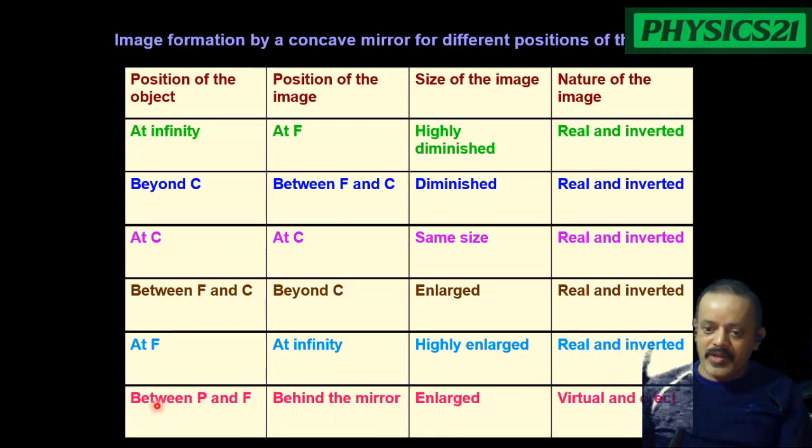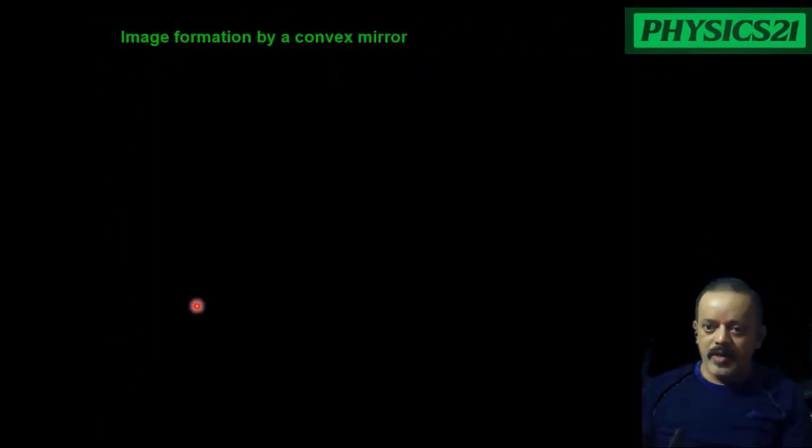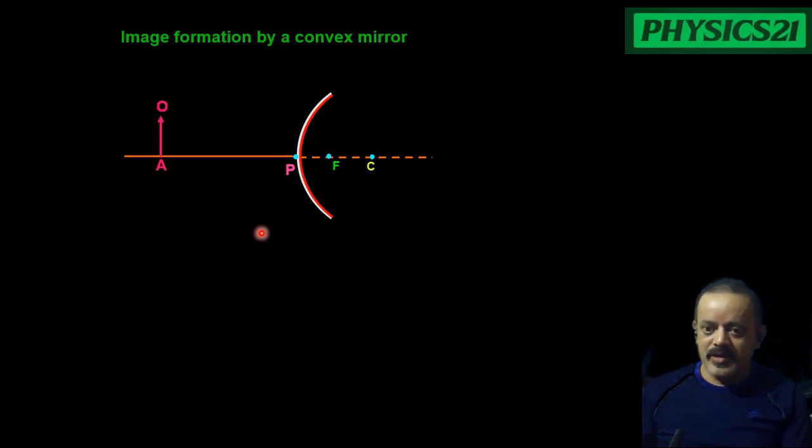Finally, when the object is between P and F, the image is behind the mirror, enlarged, virtual and erect. So these are the different cases in a concave mirror. Now the image formation by the convex mirror. This is the convex mirror, and this is an object placed in front of it.